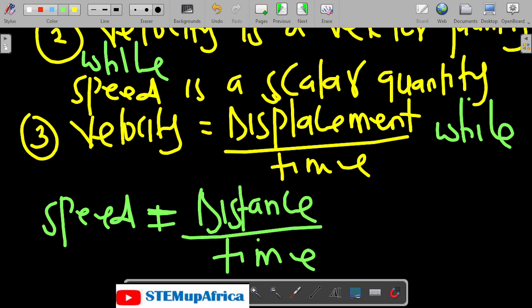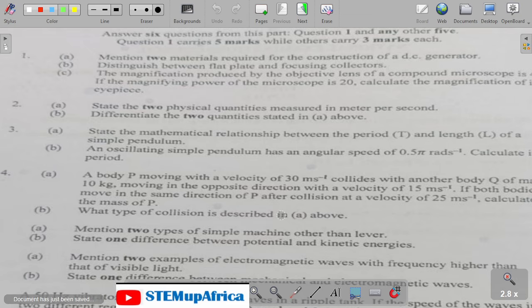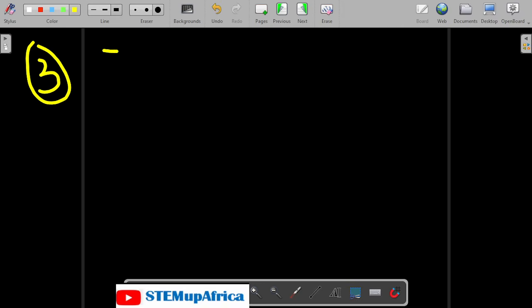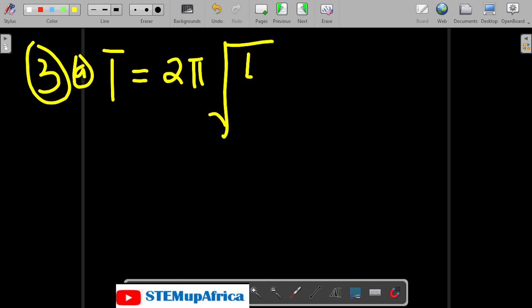Let's go to question 3. Question 3 says, state the mathematical relationship between period and length of oscillation. So this is question 3, the mathematical relationship between period and length of oscillation. We know that the period is 2 pi root L over g. This is 3a.